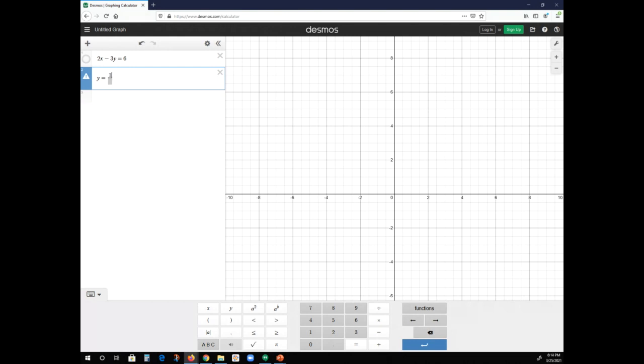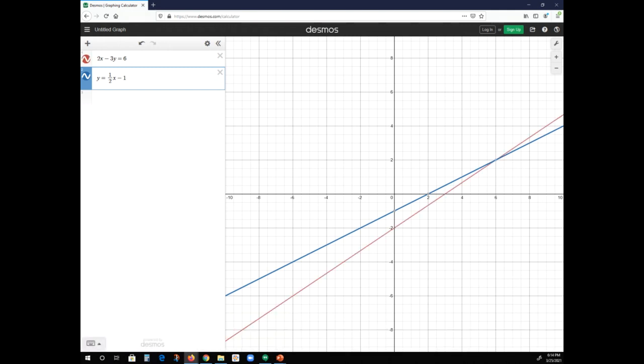So our equation is 1/2, and then I need to move over and put my x, and then it was minus 1. Again, it looks very similar to the other equation that we have. They're not exactly the same. I can graph them both at the same time. You can see they're color-coded. But again, that gives us a line. It's just a different form of a line.